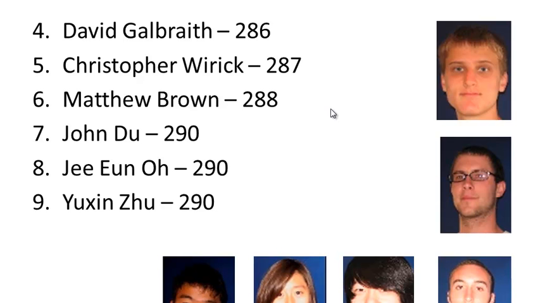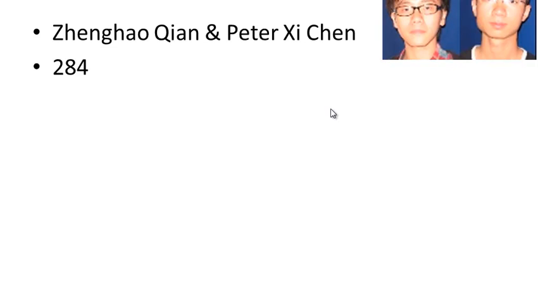Then, for third place, we have a second place tie. One of the two teams in second place is Zhenghao Qian and Pieter Shi Chen with 284. Congratulations. Are Zhenghao and Pieter here? Zhenghao? Woo! Are you Zhenghao or Peter? Say it again? Peter? All right. 284. What did they do?